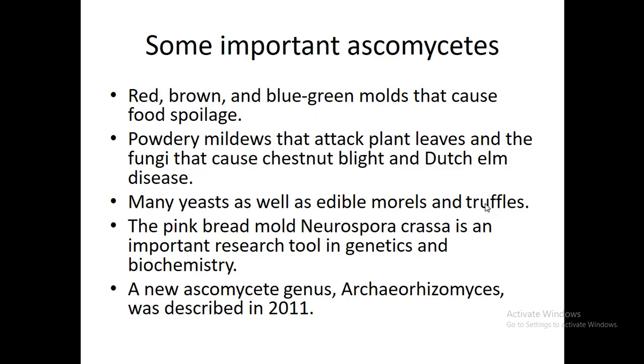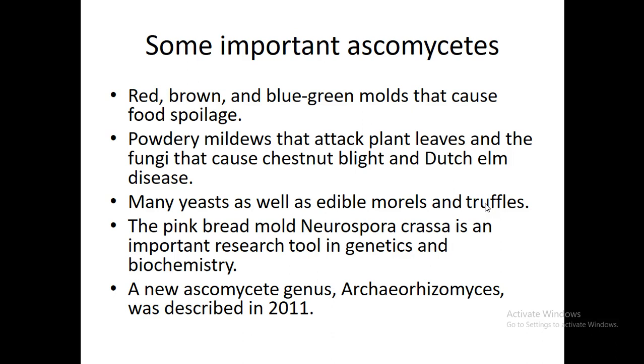Some important ascomycetes include red, brown, and blue-green molds that cause food spoilage, the powdery mildews that attack plant leaves, and the fungi that cause chestnut blight and Dutch elm disease. These are the diseases of the higher plants, vascular plants, and they cause the plant to die, their leaves wilt off, and ultimately they cause infection. Many of the yeast are also included in this class. There are edible morels and truffles also.